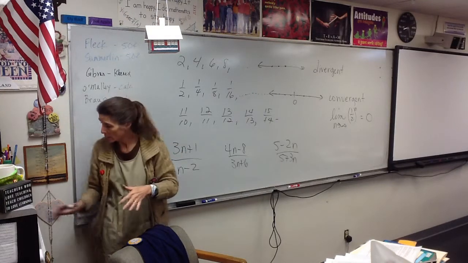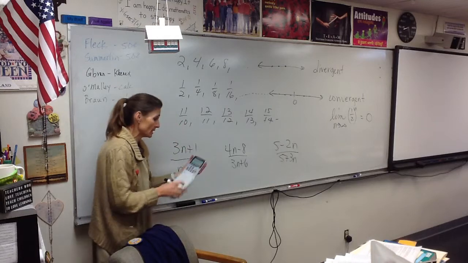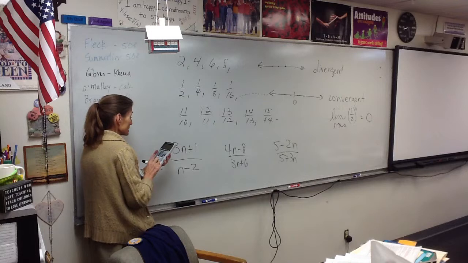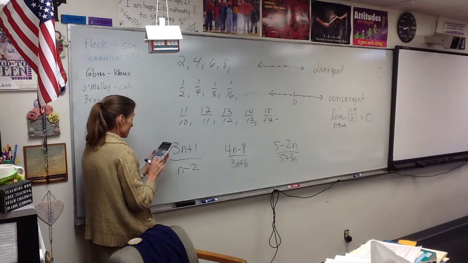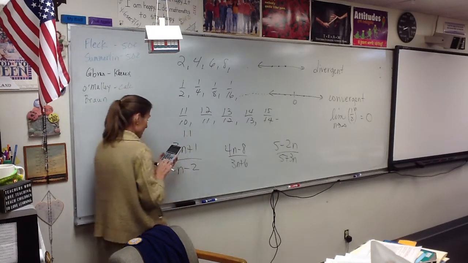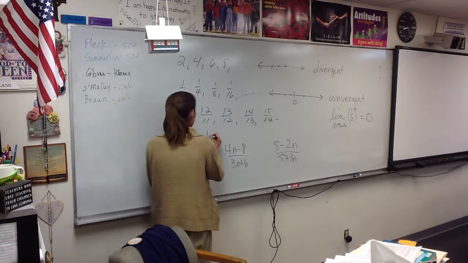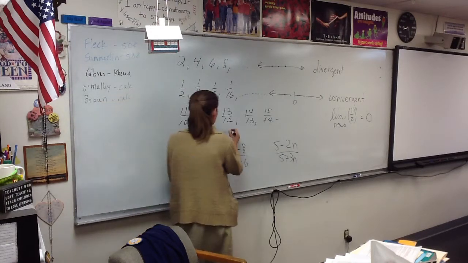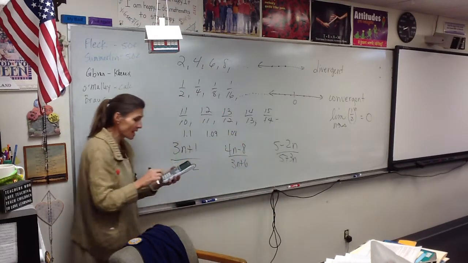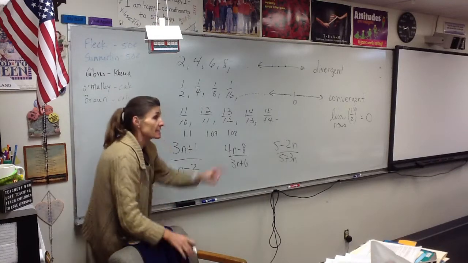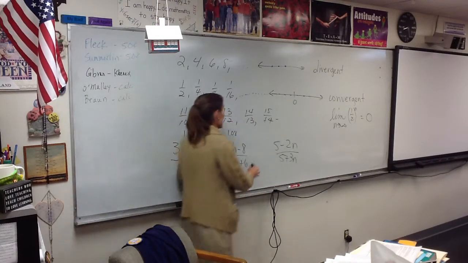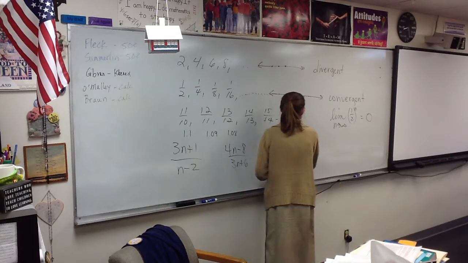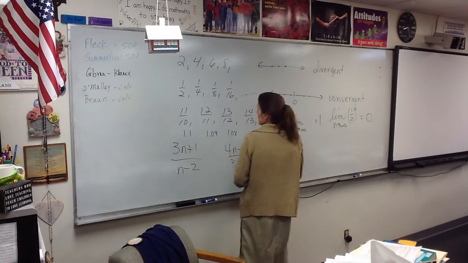If you have a question, take your calculator out and look at the decimals for these. Sometimes it's hard to tell with the fractions. So this one would be 1.1. This one would be 1.09. This one would be 1.08. What appears to be happening, kids? It's getting closer to 1. So this one has a limit of 1.